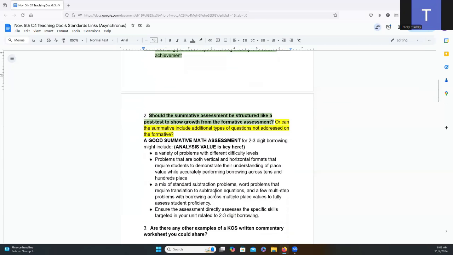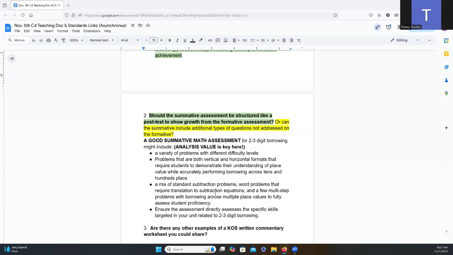So let's go down and talk about what a summative math assessment might be for you, because your next question is, should the summative assessment be structured like a post-test to show growth from the formative? Or can the summative include additional types of questions not addressed on the formative? All right, so now let's remember this. Very important here. The formative is guiding you in your teaching, and you are showing the assessor that, look, I don't just teach and test at the end, and if they failed, they failed, if they passed, they passed, we move on. The National Board assessor is looking to see that you understand that it's a cycle.